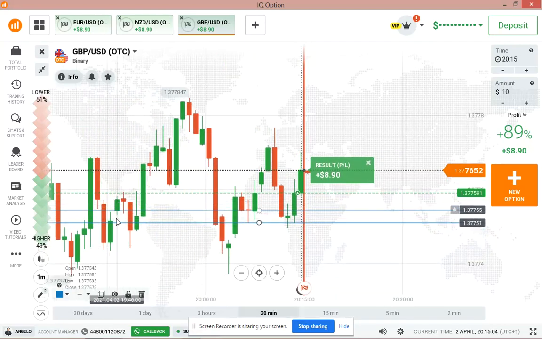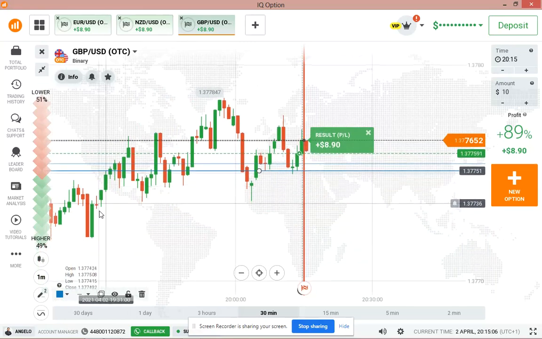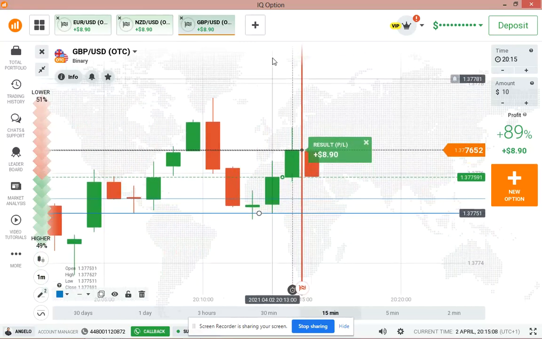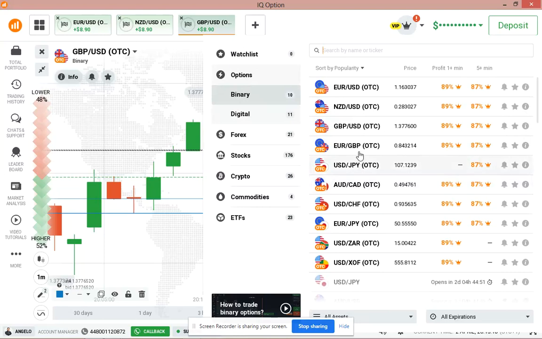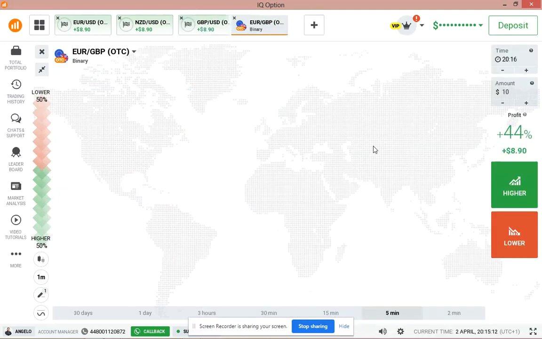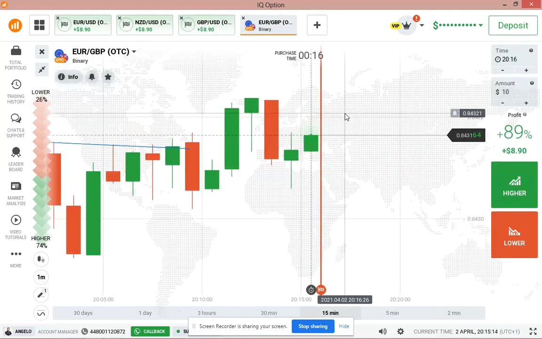See all this gap, it's not good. So I don't think I'm going to find the pattern. So I'm going to take two more trades and I'll stop trading.